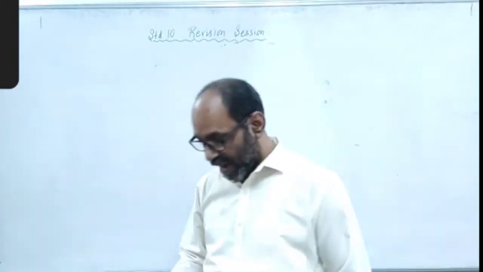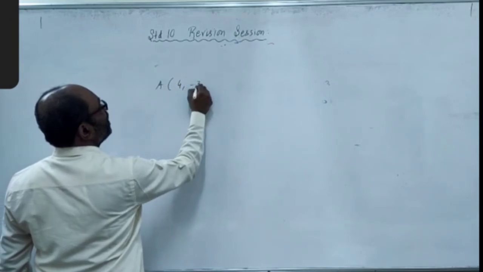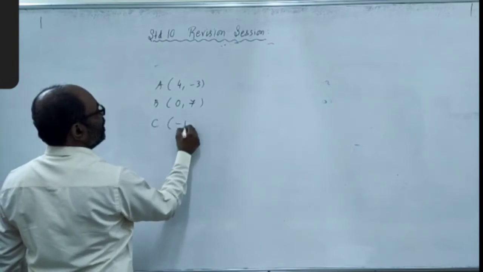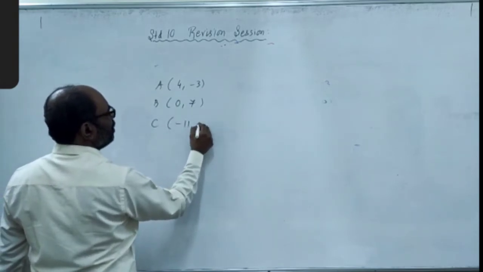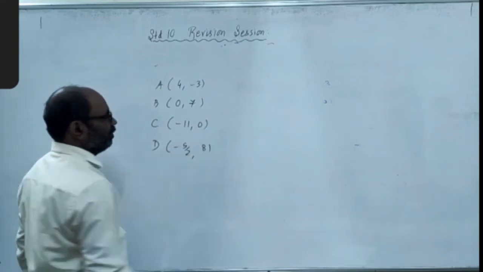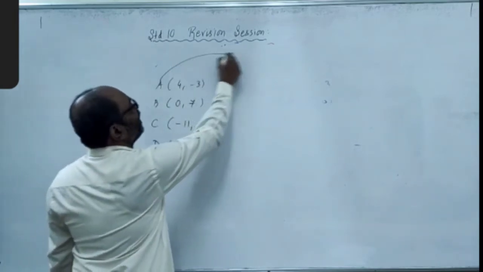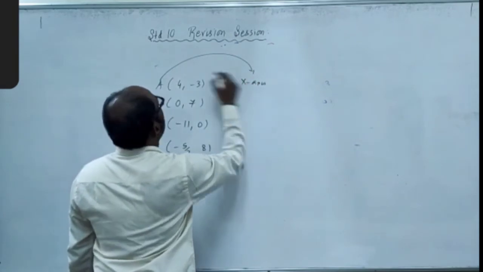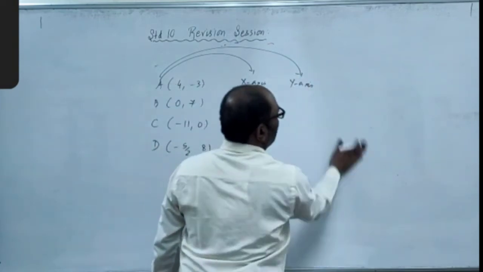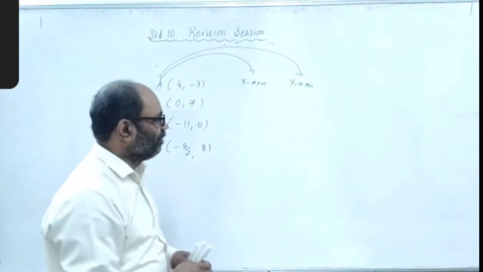Okay, fine, fine. Now look here. There is one point A, (4, -3). B, (0, 7). C, (-11, 0). D, (-5/2, 8). These are the points. How far is this point A from the x-axis and how far is that point A from the y-axis? An objective question can come and it's very easy. Well, this is revision, I will directly give the answer.